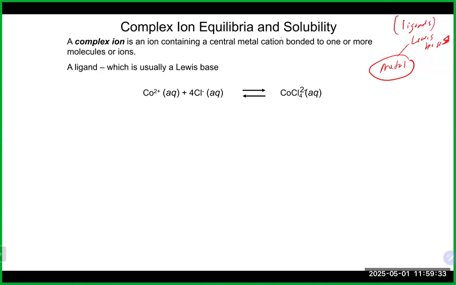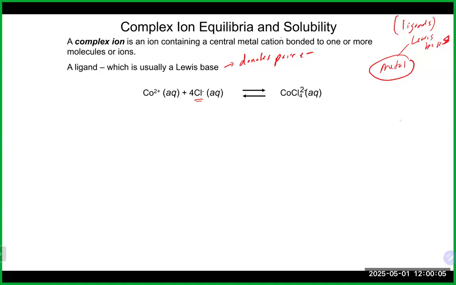And if you remember, a Lewis base is something that does what? It donates a pair of electrons. Yeah. So again, not protons or anything like that, but we're going to donate a pair of electrons. Things that are negatively charged, things that are polar and have non-bonding electrons are good Lewis bases, like chloride here. It's negatively charged. It actually has electrons to give. So it will set up this equilibrium here.